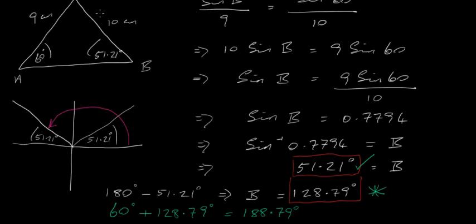From that you can work out what C is, and from that you can work out AB as well by simply using the sine rule again. Okay, and that's it for the sine rule and the ambiguous case.